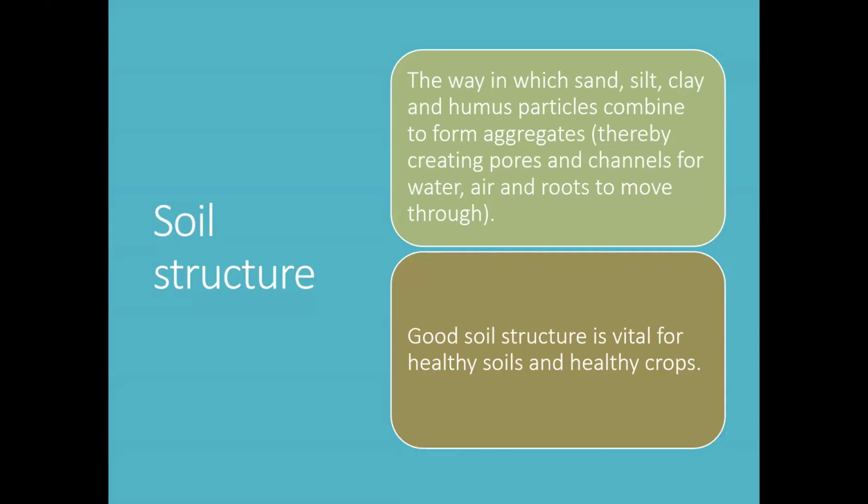What you can change, and what does change for better or for worse, is soil structure. That's the way in which sand, silt and clay and humus particles, organic particles, combine to form aggregates. By forming fairly stable little lumps, tiny, tiny lumps, and then larger lumps as well, these aggregates clump together and create pores and channels for water and air to move through. And this is what you can smash to pieces with a rotavator. This is what you can smash to pieces by overcultivation.